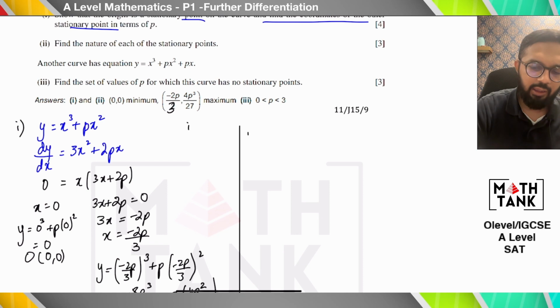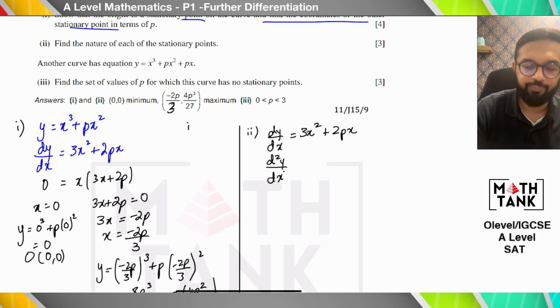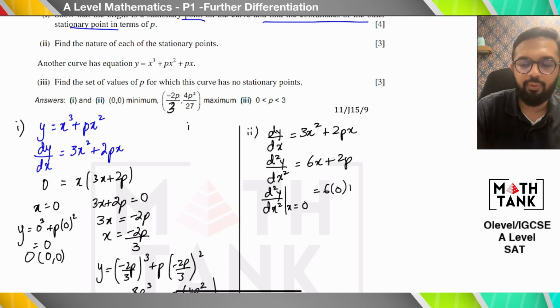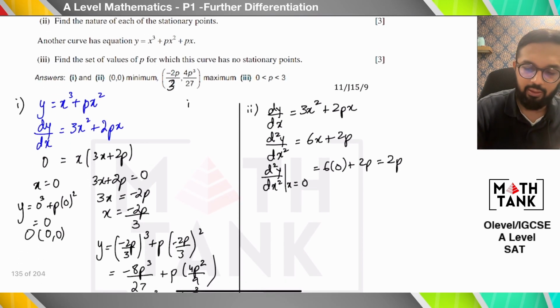Then it says find the nature of each of the stationary points. So I'm going to double differentiate first and then plug in those stationary points that I have. So double differentiating: d squared y over dx squared equals 6x plus 2p. At x equals 0, 6 times 0 plus 2p gives me 2p. Since p is a positive constant, this is positive, therefore minimum.